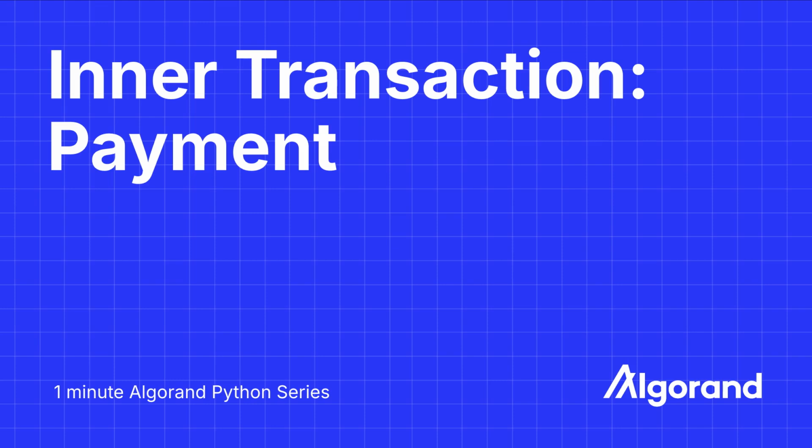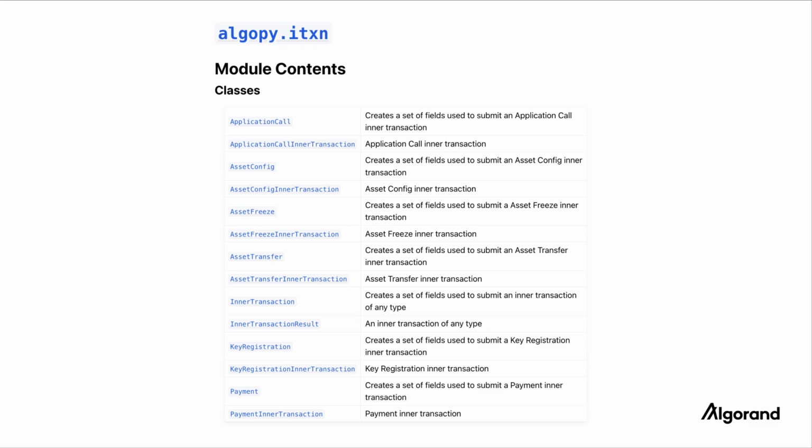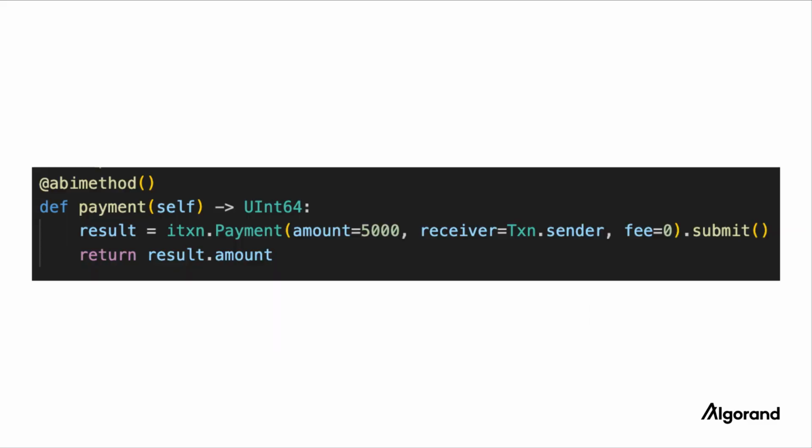Let's learn how to send payment inner transactions from an Algorand smart contract. All inner transactions can be defined using the respective parameter types inside the ITXN module. For payment transactions, we need to use the payment class. Here's an example of sending a payment inner transaction.